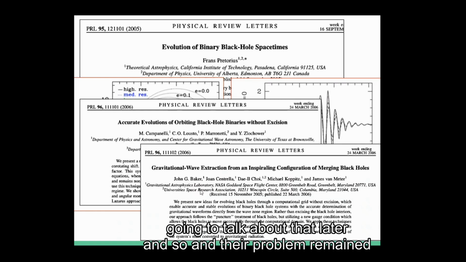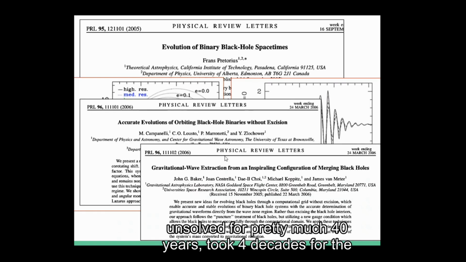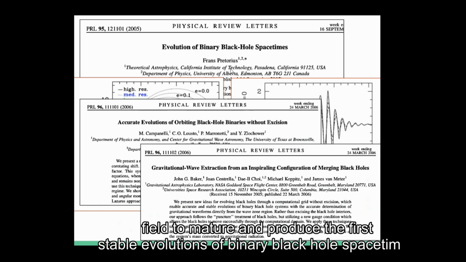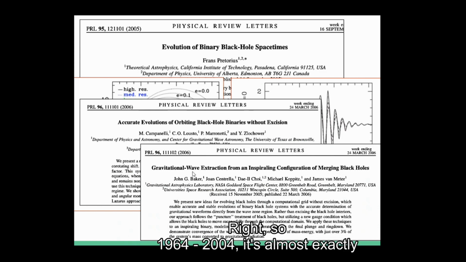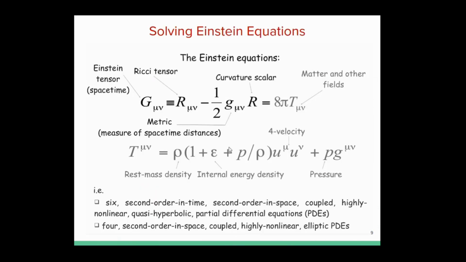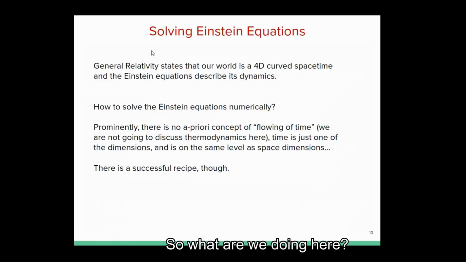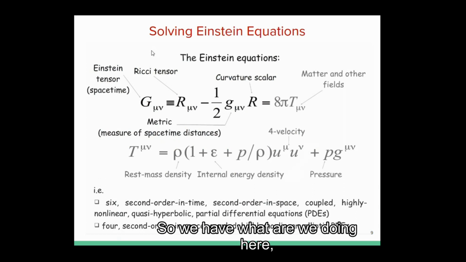And the problem that they hit, I will talk about it later in the talk. And that problem remained unsolved for pretty much 40 years. It took 4 decades for the field to mature and produce the first stable evolutions of binary black hole spacetimes. Right? So 1964, 2004, it's almost exactly 40 years. So what are we doing here?